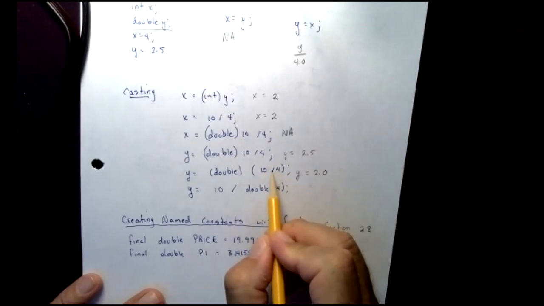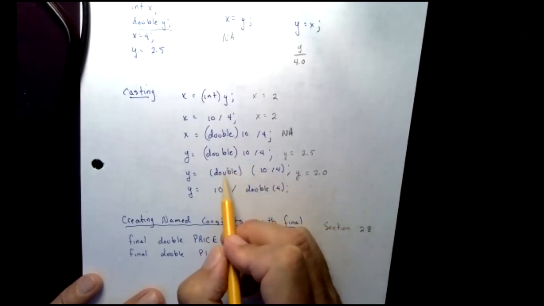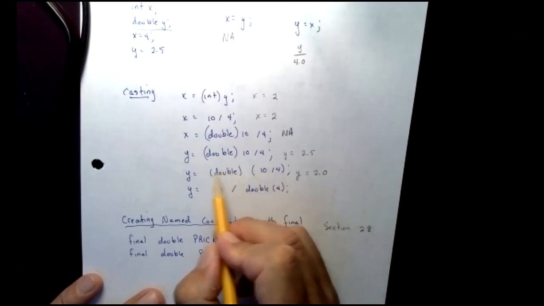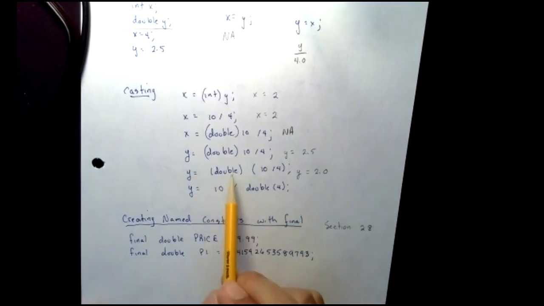10/4 is integer division, which gives me a 2. That's in parentheses, so that gets done first. After that 2, I turn it into a double, which makes it 2.0, and then I assign it to y. So really that double is almost ineffective.